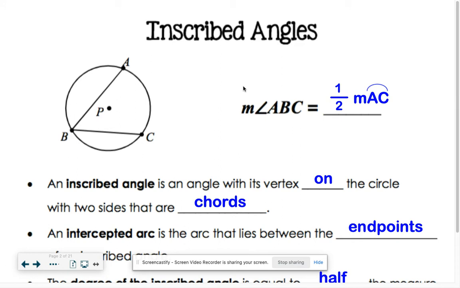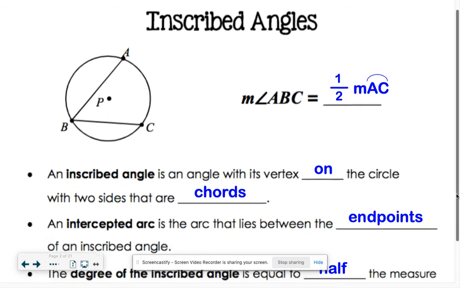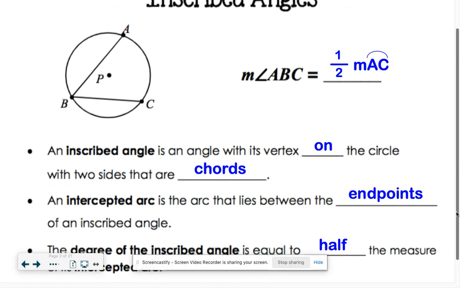Okay, again, lots of information on this first slide here. So let's talk about what an inscribed angle is. An inscribed angle is an angle with its vertex on the circle with two sides that are chords. If we look at our angle here, we have our vertex on our circle, and its sides are made up of chords. So here's a chord, and here's a chord. So angle ABC would be considered an inscribed angle.